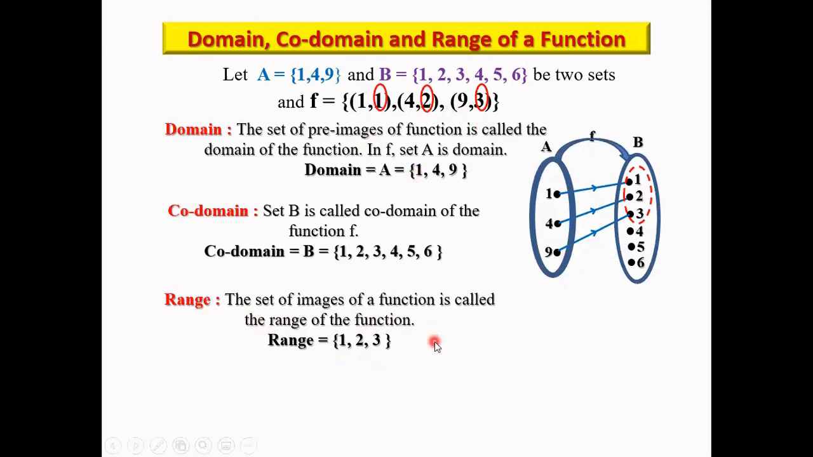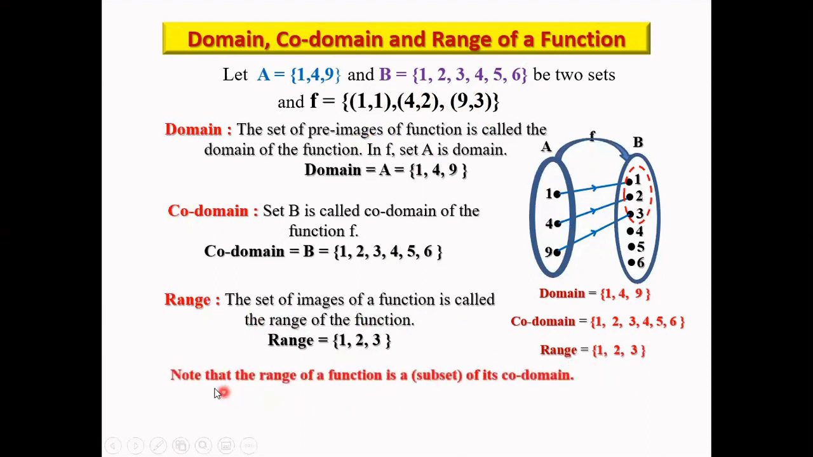Here domain is the set which has the elements 1, 4, 9. The elements of codomain are 1, 2, 3, 4, 5, 6. Elements of range are 1, 2, 3. Here we note that the range of a function is a subset of codomain.